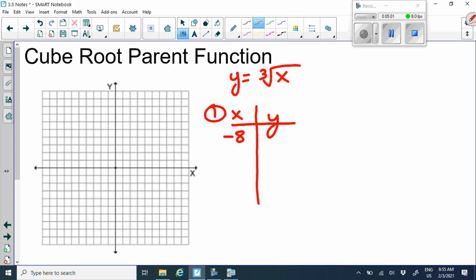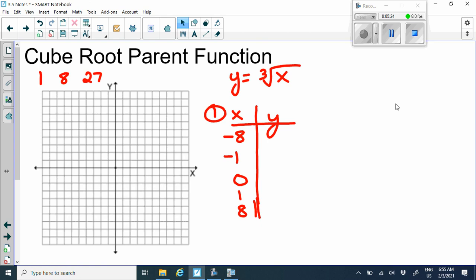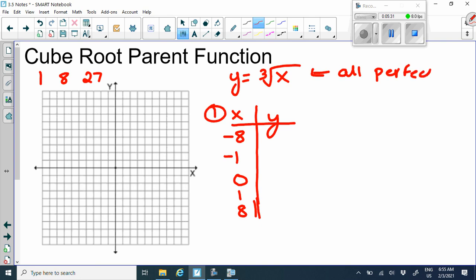Now, if you need to, you might want to write out your perfect cubes. We have 1, 8, 27. But of course, we don't want to go too big because we are graphing and we don't really have 27 on our graph. Our next one will be -1. 0 always works. Then we have 1 and 8. So here we'll have 5 numbers that we can plug in. Okay, so let me write that. We want all perfect cubes.